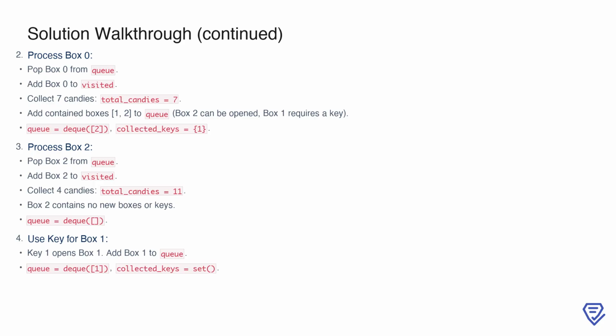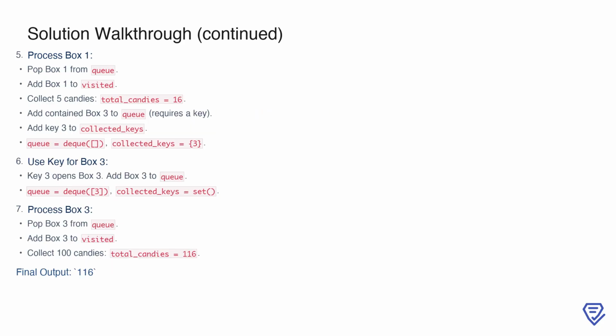Moving on, we process box 2 by removing it from the queue and marking it as visited. Box 2 contributes 4 candies, bringing total_candies up to 11. Since box 2 contains no additional boxes or keys, the queue becomes empty. Now, since we have key 1, we use it to open box 1. This adds box 1 to the queue, and we clear collected_keys as the key has been used.